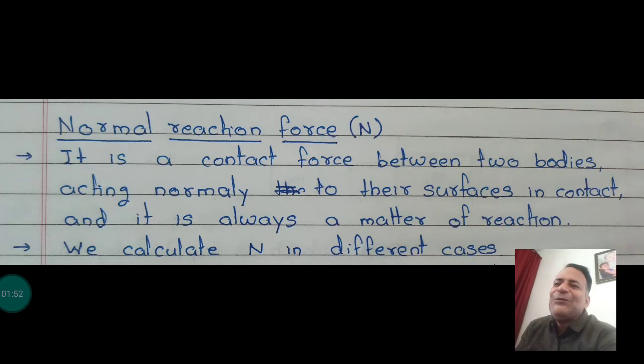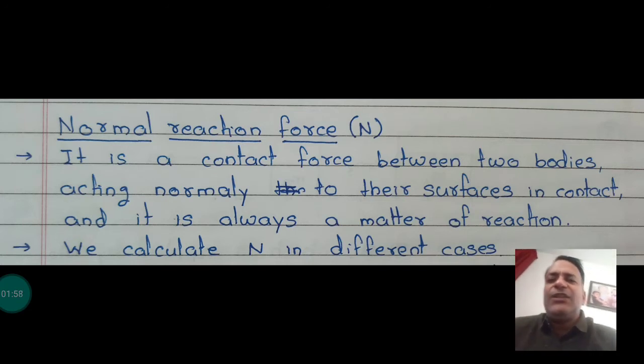ओके, सो अब ये काम कैसे करता है? What is the direction? If there are two surfaces and the two surfaces are in contact, याद रखना, normal reaction force is always a contact force. If two bodies are not having any contact, there will be no normal reaction force between them. But if they are in contact, only then normal reaction force will be born. All right? Direction, perpendicular. It is always as a matter of reaction.